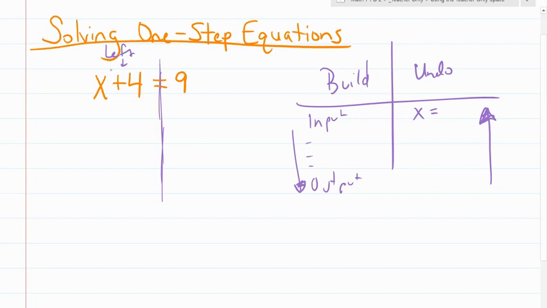We start with our variable, starting with our input, and then we ask ourselves, what is happening to that variable? In my building steps, I would start with my input x, and then I would say I'm adding 4. If I'm adding 4, what is the inverse operation to undo that addition? To get rid of a positive 4, I need to subtract 4.